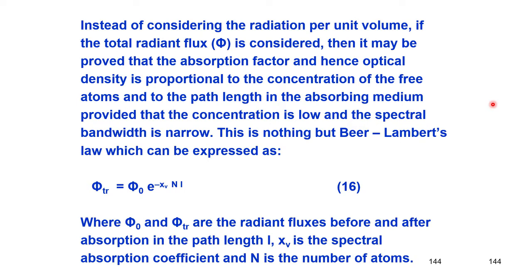So, Beer-Lambert's law should say that the decrease in the absorption of intensity should be proportional to the concentration of the absorbing species and the path length. The only difference is that here we are considering total radiation flux, that is, transmitted light from the radiation source, and this is the initial intensity, that is proportional to the spectral absorption coefficient, and n is the number of atoms present in the ground state at that point, and L is the path length.